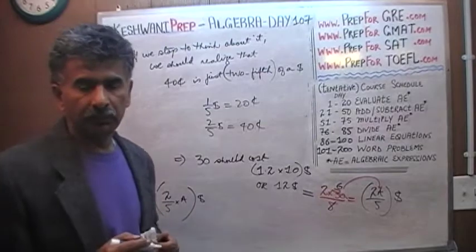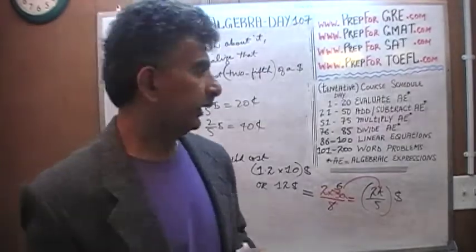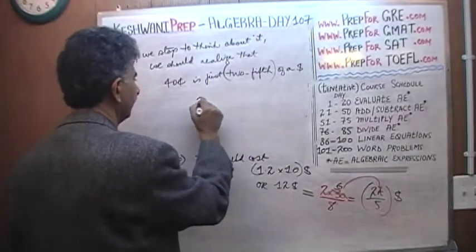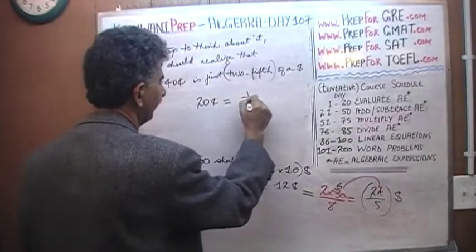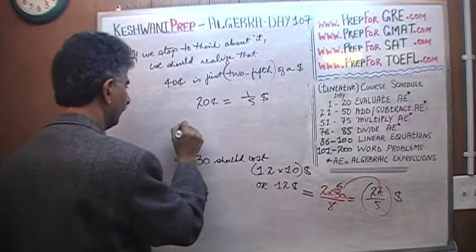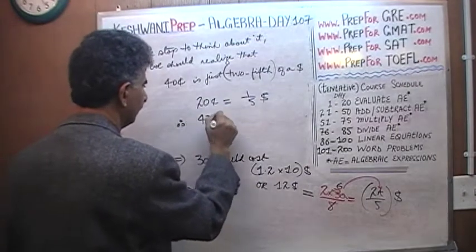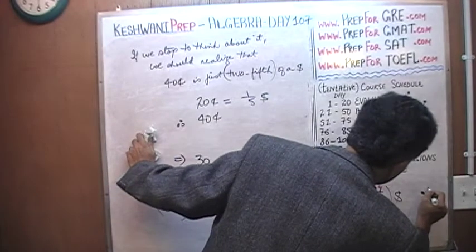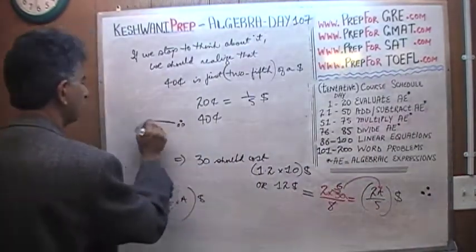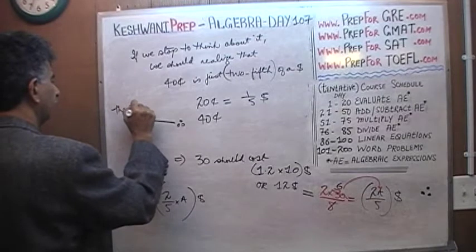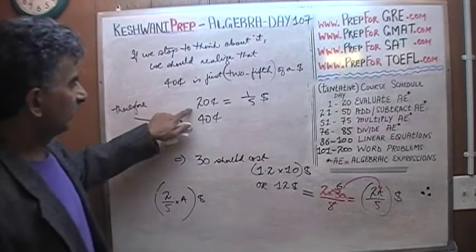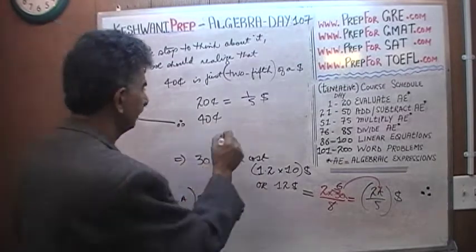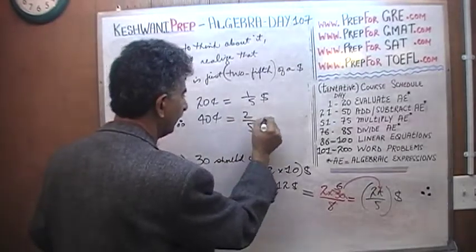That's what it is. Each apple costs 40 cents. We know that 20 cents is a fifth of a dollar. Therefore 40 cents, for those of you who still do not know what this means, this symbol, 3 dots, means therefore. Therefore, 20 cents equals a fifth of a dollar, therefore 40 cents must be 2/5 of a dollar.